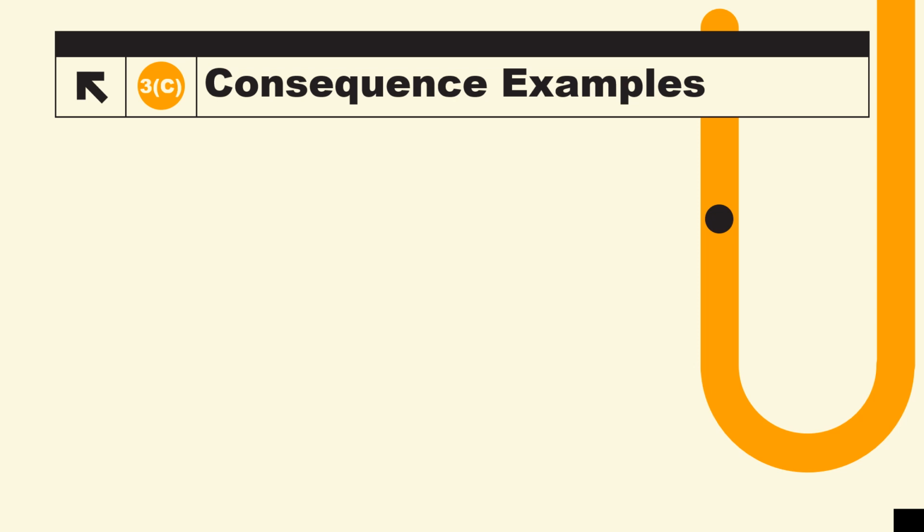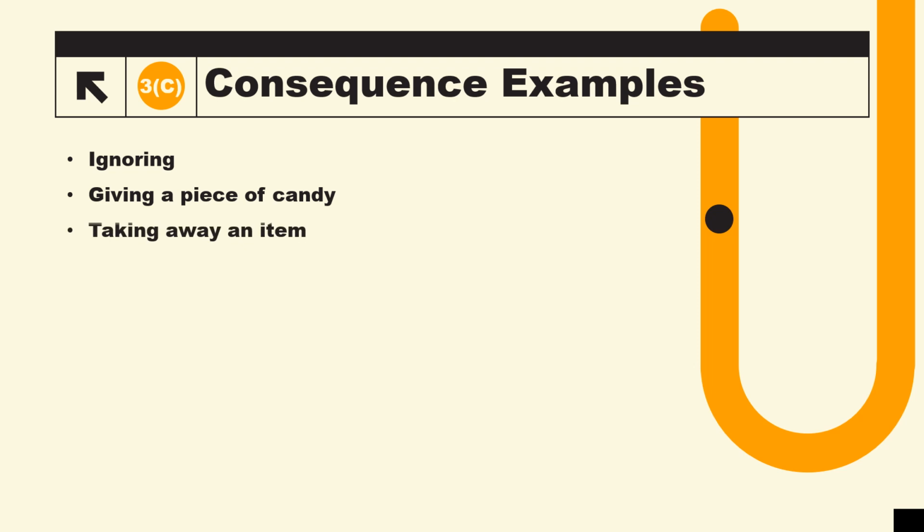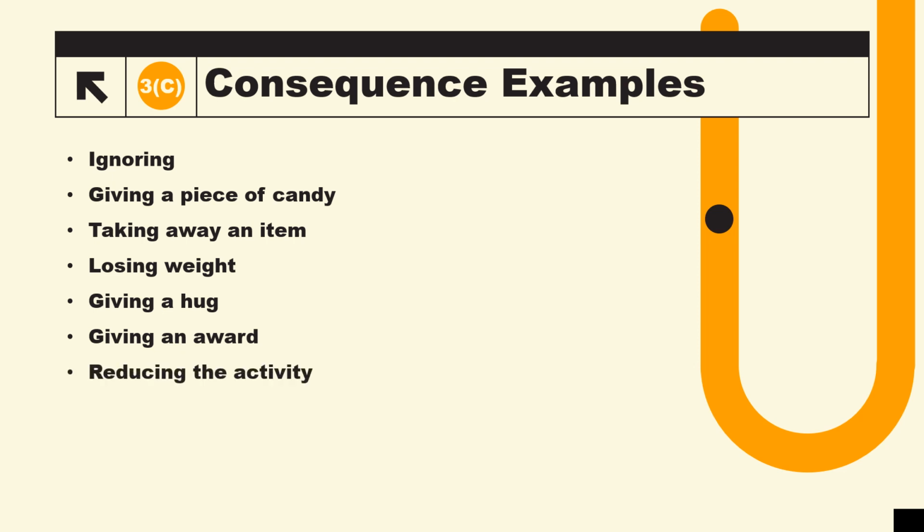Similar to behavior, the types of consequences can be endless. Examples of consequences include ignoring an attention-seeking behavior, giving a piece of candy to a student who completed their work, taking away an item because the student is distracted, losing weight from dieting, giving a hug to someone who's crying, giving an award to a student who's on the honor roll, reducing an activity for a student who's overwhelmed, and giving a verbal response to a student who asks a question.